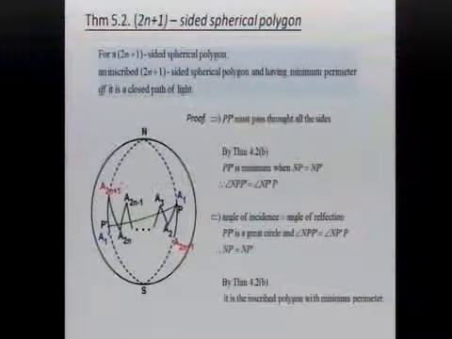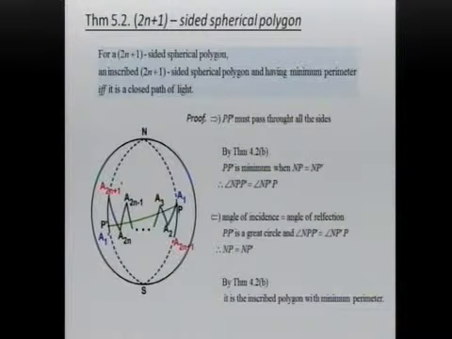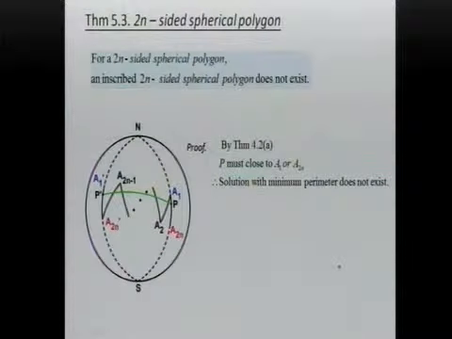polygons with an odd number of sides, we considered the expanded form and used theorem 4.2 to prove it has an inscribed polygon with minimum parameter if and only if it is a closed path of light. For the case of even-sided spherical polygons, consider its expanded forms. As P must approach point A or point A to N, only a degenerated solution can be attained.